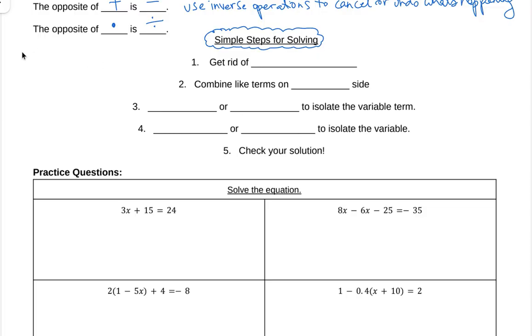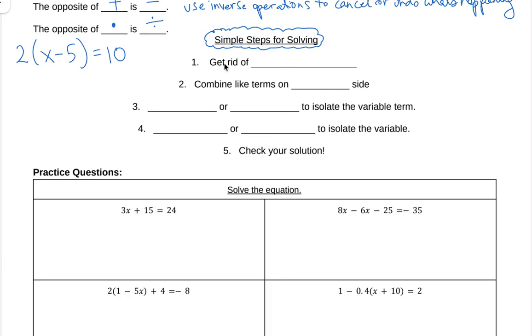So I'm going to give us an example over here in this white space just so that we can use it as a demonstration of these steps. All right, so I have 2 times the quantity x minus 5 equals 10. This is an equation, right? Because I have an equal sign and I've got an expression on one side and an expression on the other.